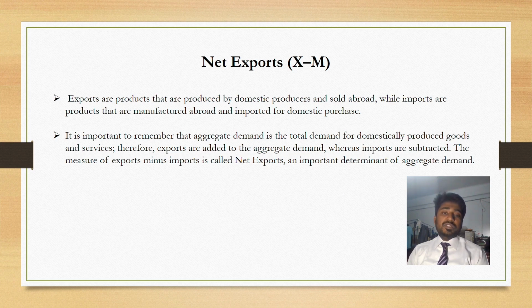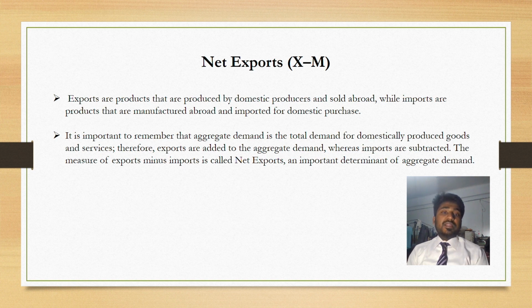It is important to remember that aggregate demand is the total demand for domestically produced goods and services. Therefore, exports are added to the aggregate demand, whereas imports are subtracted. A measure of export minus import is called net export, an important determinant of aggregate demand.